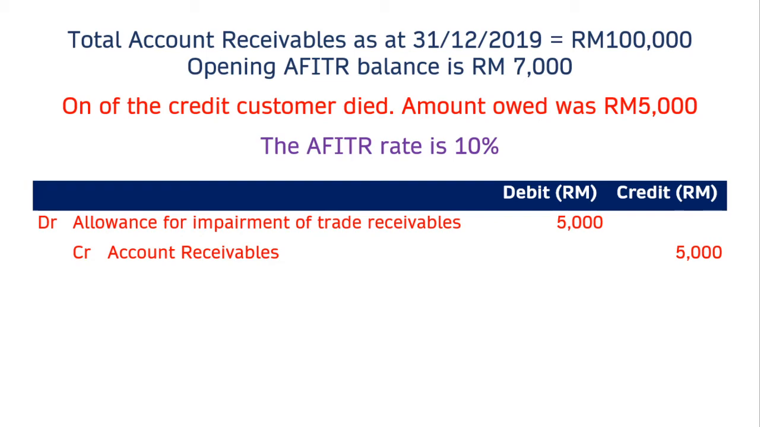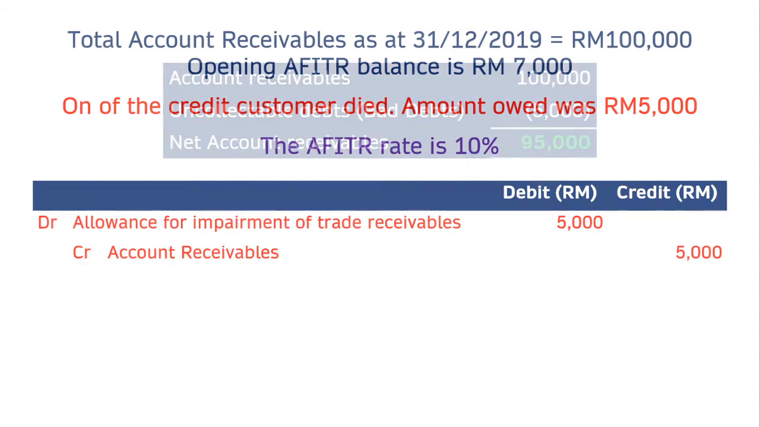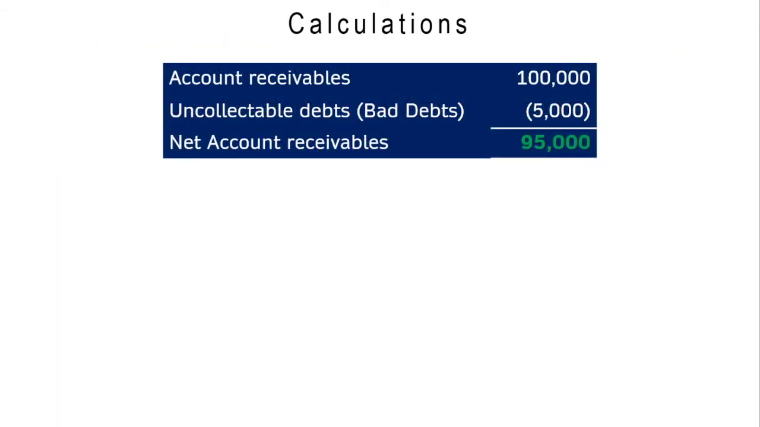Credit accounts receivable simply means the accounts receivable have decreased. Debit allowance for impairment of trade receivables means that we are utilizing the allowance that we have provided. As mentioned earlier, any increase will be credited, and when we utilize it, it will decrease, so it shall be debited. Next, I will show you how to calculate the increase or decrease in allowance for impairment of trade receivables.